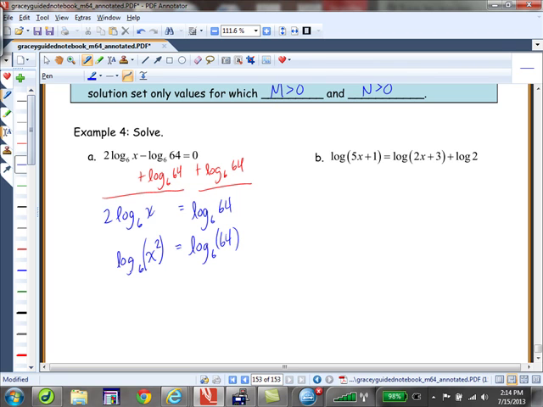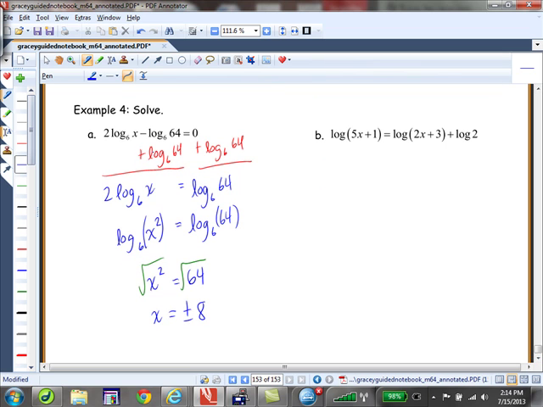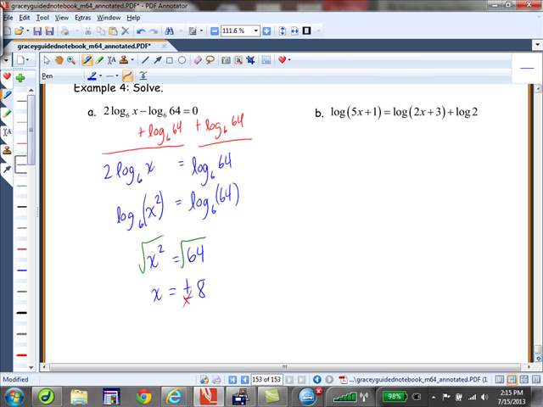So notice that you have the same log on either side. Both logarithms have a coefficient of 1. So therefore, that means we can set the insides equal to each other and solve. So then if we solve these guys, we end up getting x is equal to plus or minus 8. Now if you look at the original equation, you have to throw out that negative 8. So that one's extraneous. So your end result will be 8.